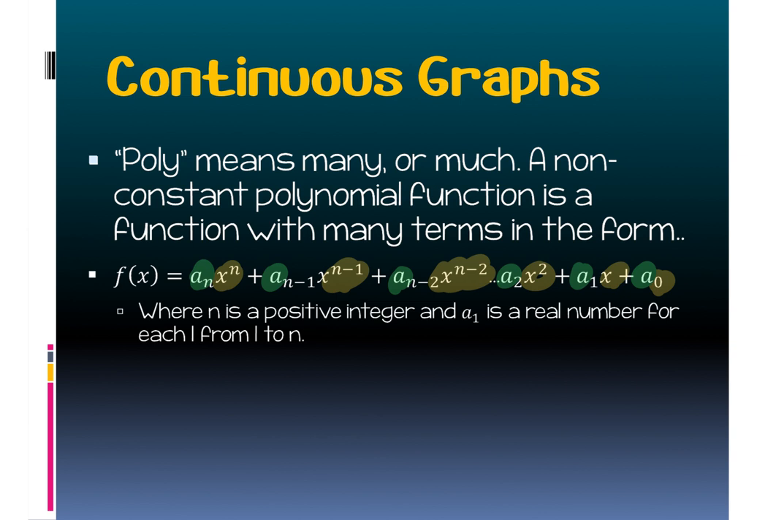So you're going to see some vocabulary terms in this section. It says where n is a positive integer and a sub i is a real number for each i from 1 to n. Again, it just means exponents are all going to be positive integers. There's no negative exponents in a polynomial. And it means all the numbers on the front of them are real numbers. There's no i's or complex numbers. Okay, we're going to get to those, but not yet.